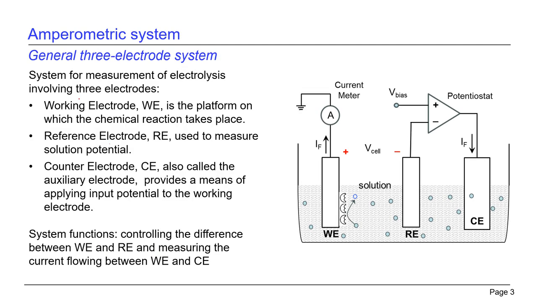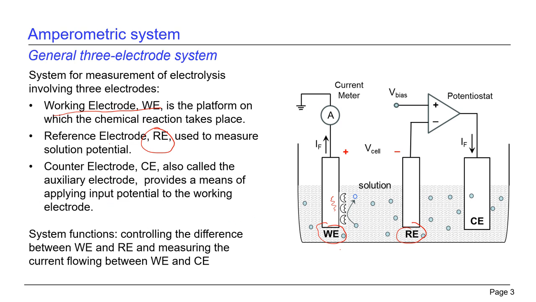In a general way, the amperometric system is a 3-electrode system. First of all, we have the working electrode, which is the platform under which the chemical reaction takes place. Here's the working electrode, and this is the reaction that's taking place on the surface. The reference electrode is used to measure the solution potential. That's the reference electrode, RE, shown down here, and basically it provides a reference bias.